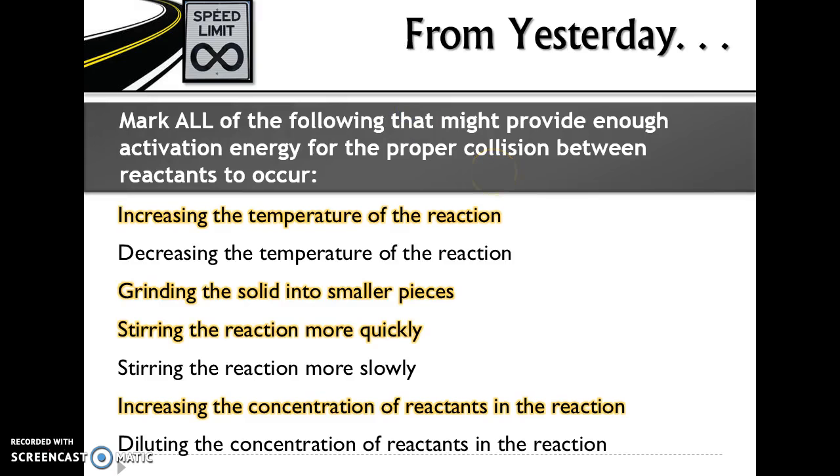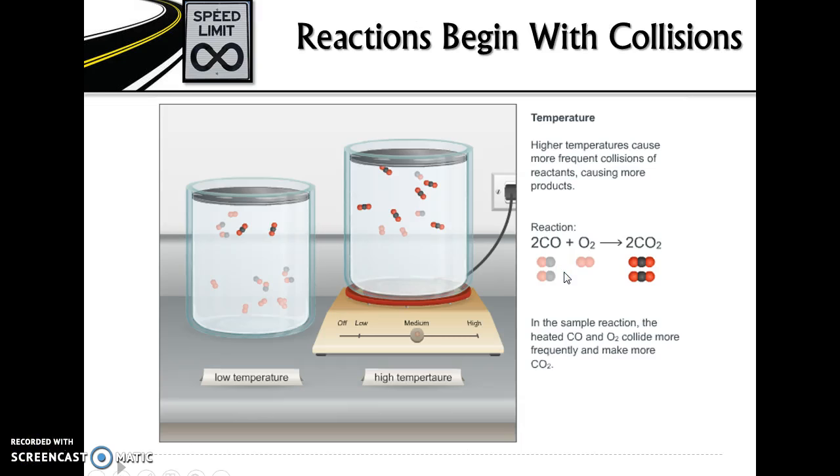We also discussed the factors that affect reaction rate, which are temperature, surface area, concentration, and pressure. Remember, with temperature, as we increase temperature, we increase the speed of the molecules, and we also increase the number of collisions that they had. This led to a faster rate of the reaction because there were so many more collisions. You had more reactants colliding with each other at the correct orientation and with the correct amount of energy.